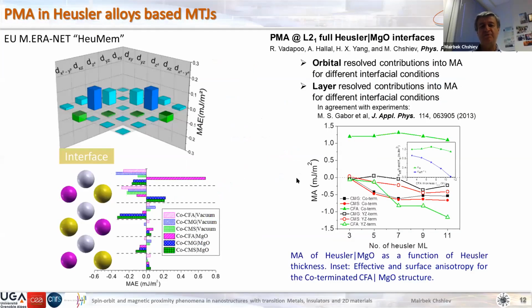And let me now just briefly mention, of course, we were looking also at other materials like Heusler alloys. Here is a full Heusler with the MgO, and we looked again at all these: cobalt, iron, aluminum, or cobalt, manganese, germanium, or manganese, silicon. This was in the framework of the European project HOIMEM with our partners in Germany. And we found that actually PMA is only for good material. Heusler cobalt, iron, aluminum is the only one among those which is giving you the good PMA.